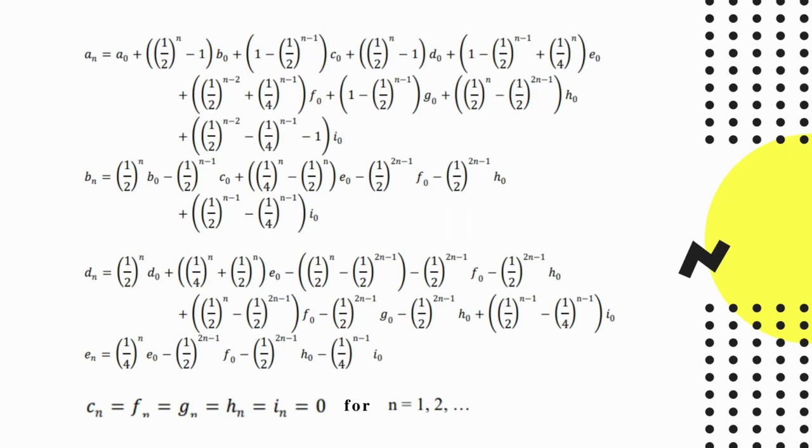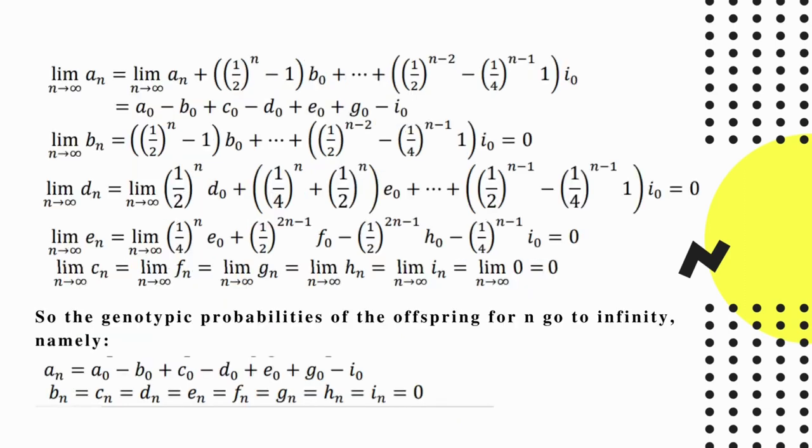For the x to the power of n matrix that has been obtained previously, explicit equations can be made for the fractions of the 9 genotypes in the nth generation in terms of the initial genotype fractions. You can see the equation for An, Bn, Cn, and so on. Because 1 over 2 to the power of n tends to get closer to 0 for n approaching infinity, then the limit of the equation is as shown on the screen.